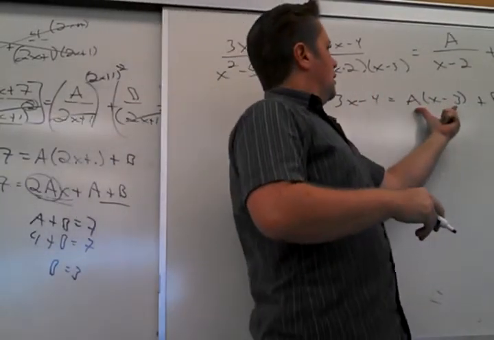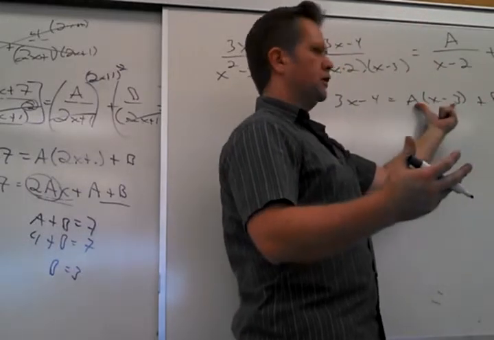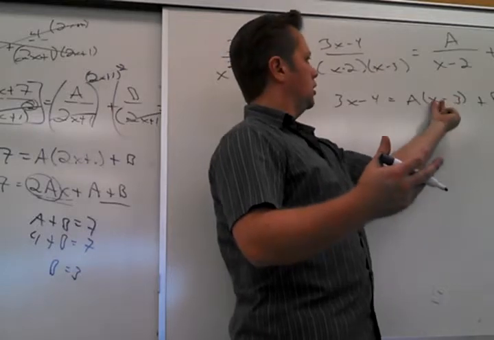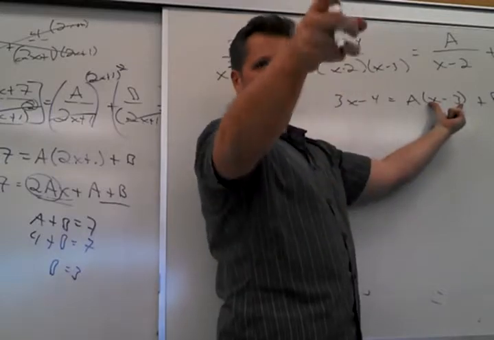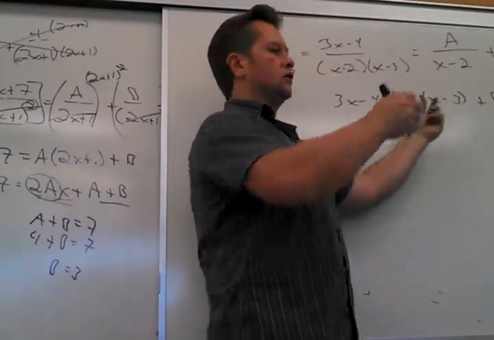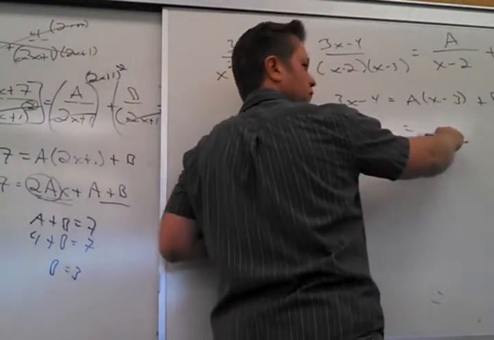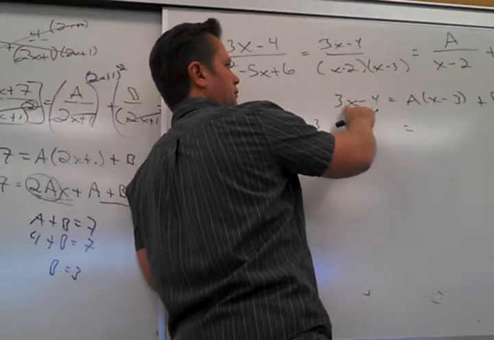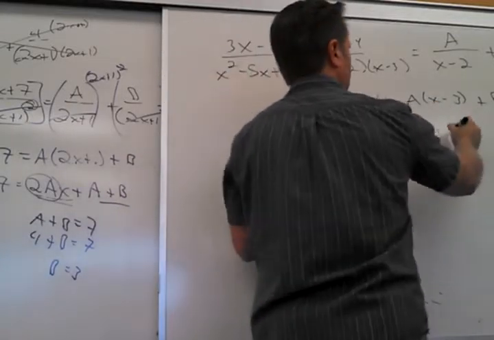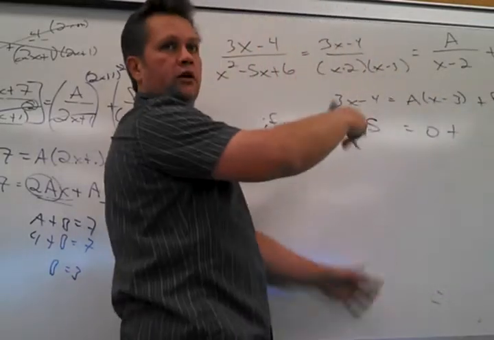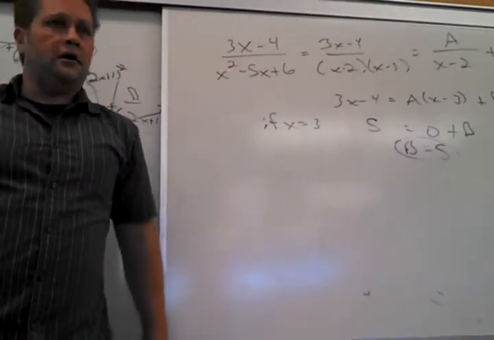What sucks here is I've got A and B. I've got two things I'm trying to solve for. So how would you kill this piece? You can control X, because what can X be? X could be anything. And specifically, if I make X 3, this will go away. So if X is 3, this will be 0. What do I get here? 5. 5 equals 0 plus 1 times B. So B is 5.